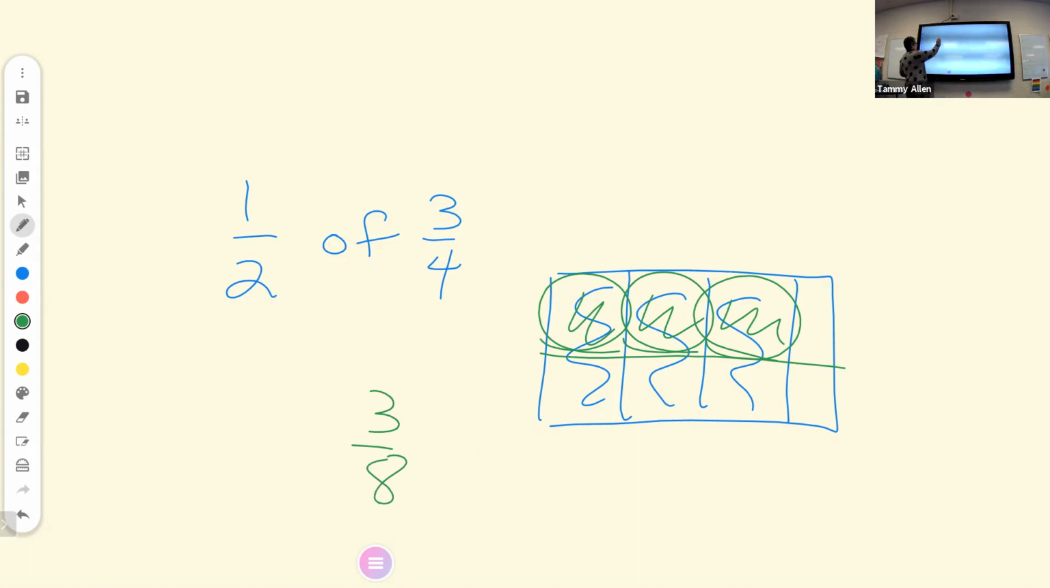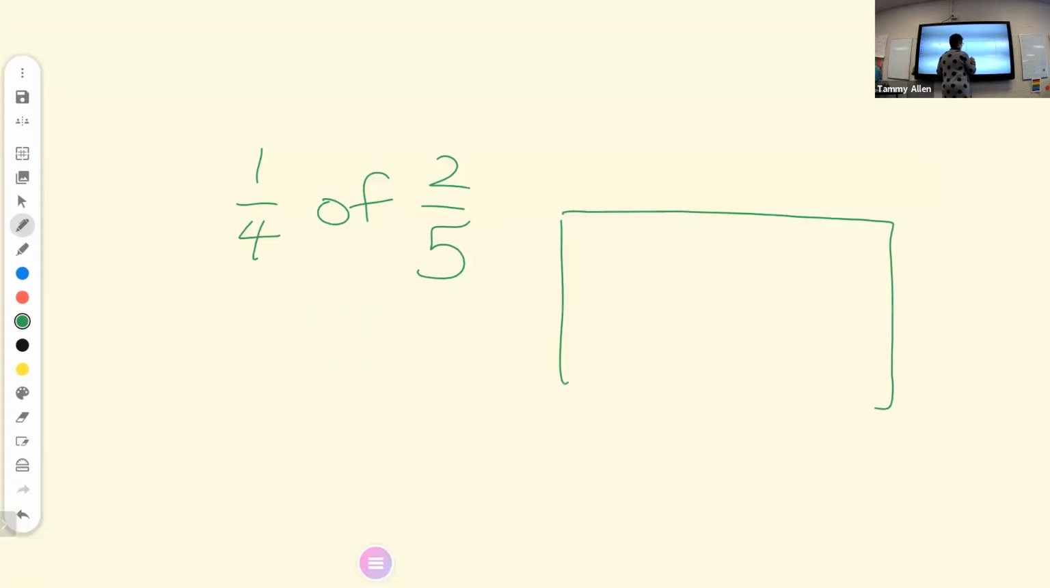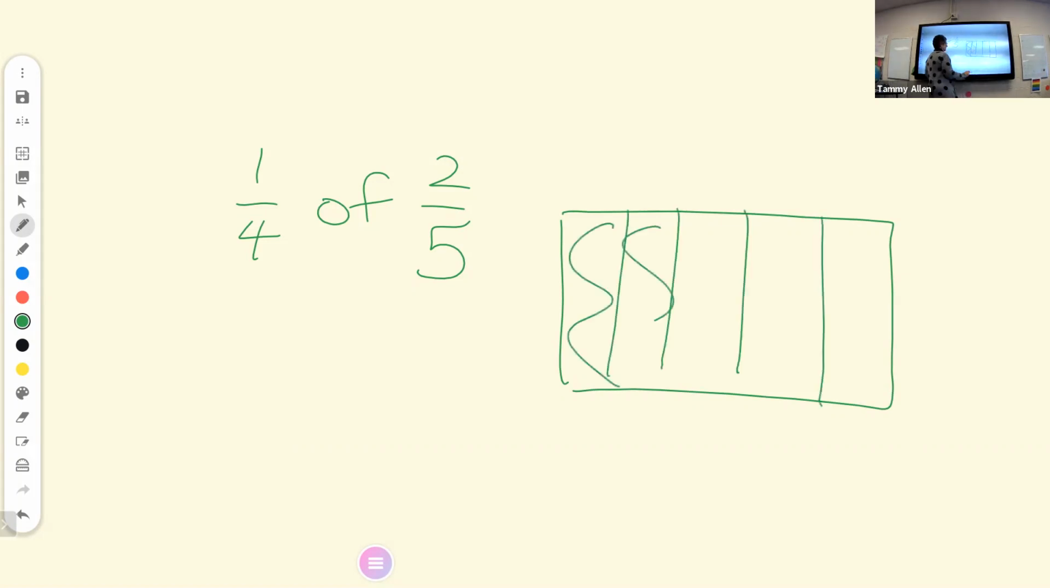So how would I show 1/4 of 2/5? How would I show that? How do I show 2/5? Four lines, 8 and 2, and then put a line down into the four lines, and then shade in 2.